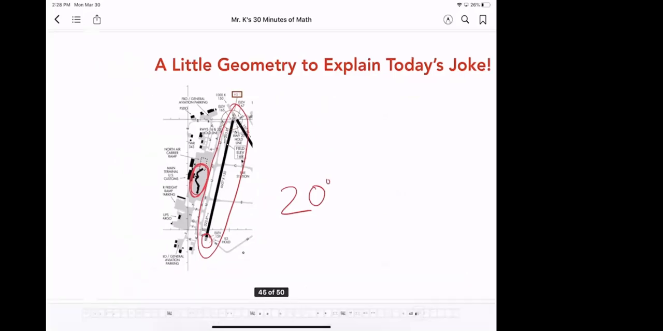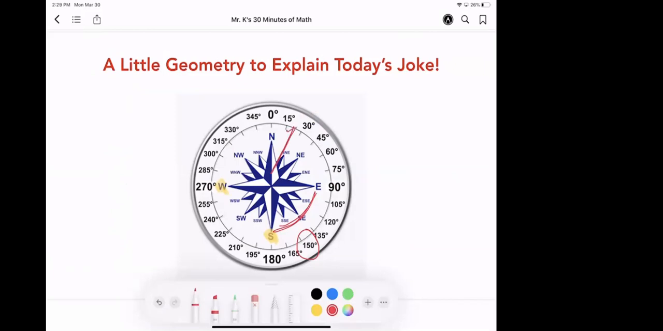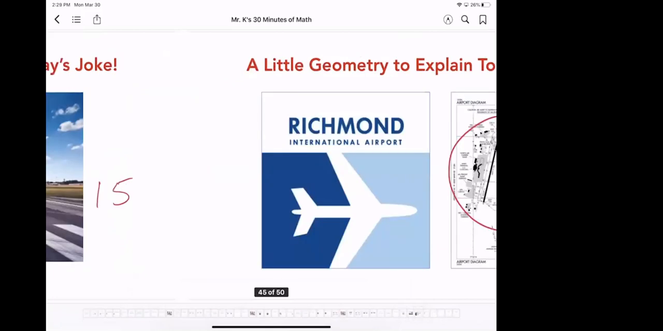And so if we go back to our compass rose, 20 degrees is right about here. So this is north and this is east. So that runway is headed north-northeast, mostly north, a little bit east. So there you go. Cool thing, if you're ever visiting airports, you can look at the numbers on the runways and see what they are telling us.